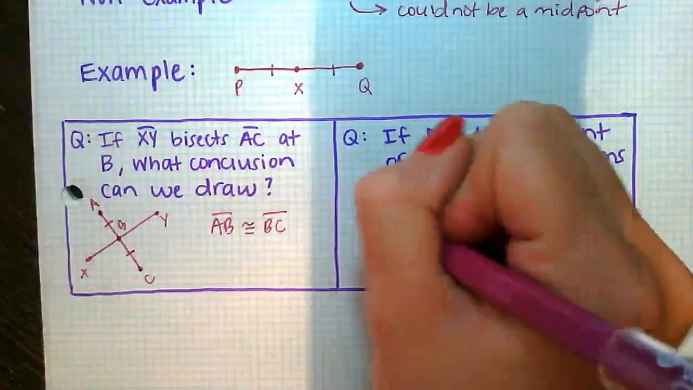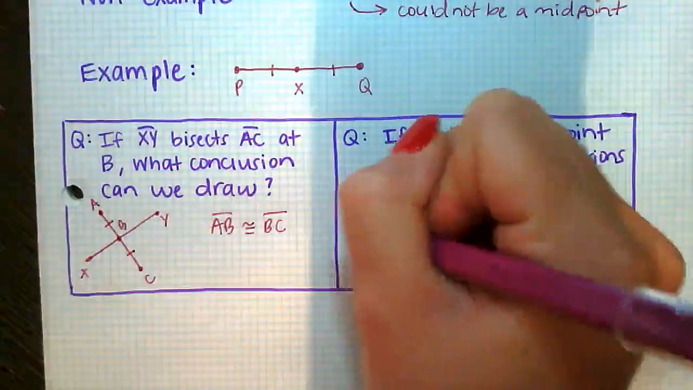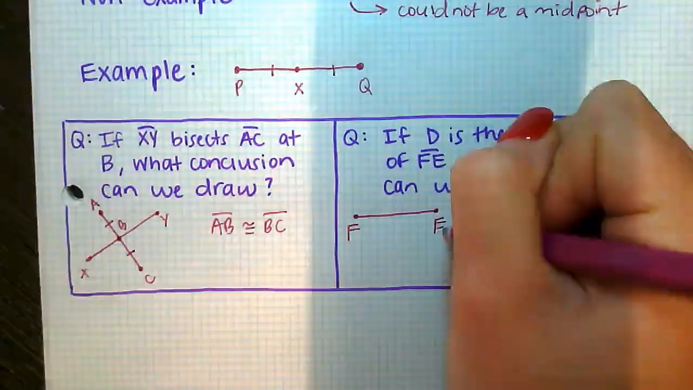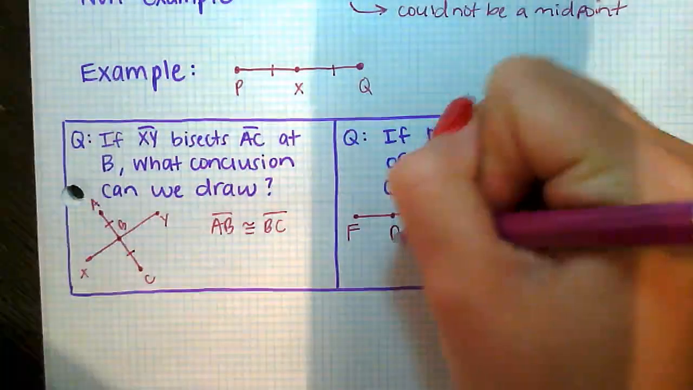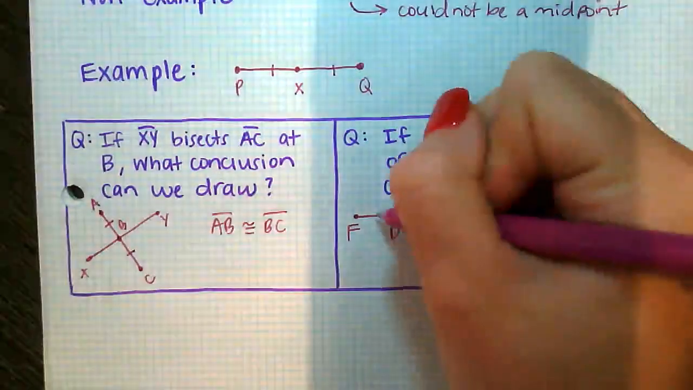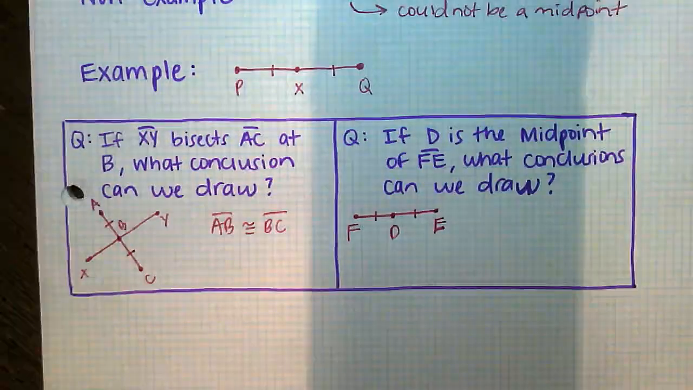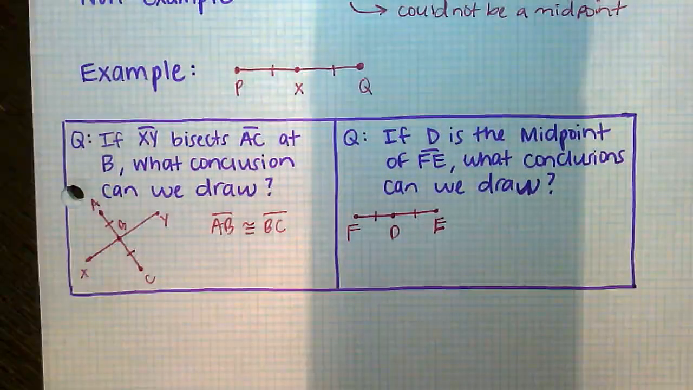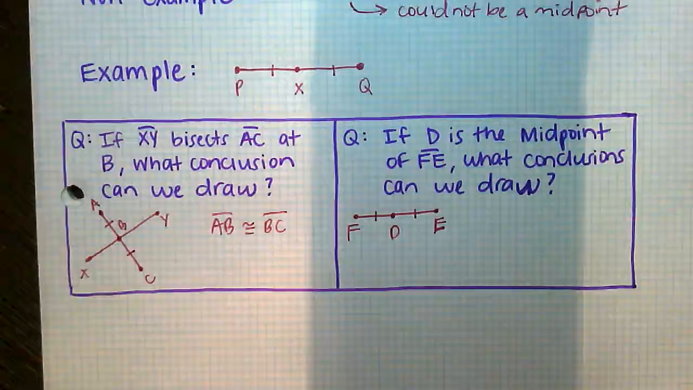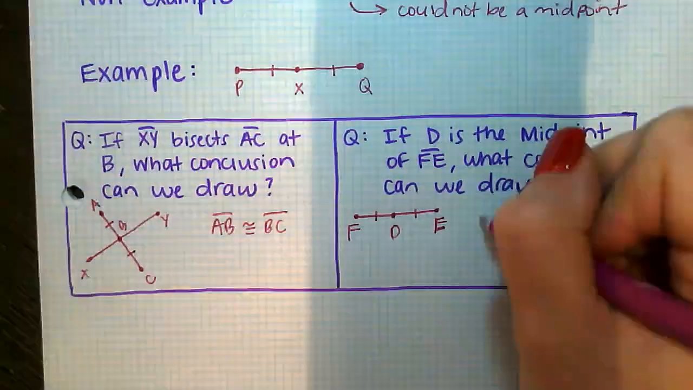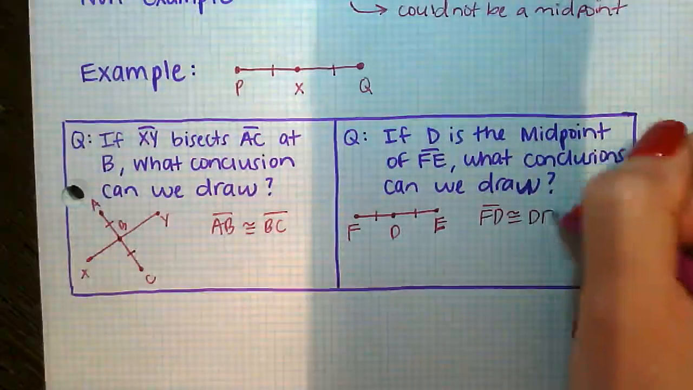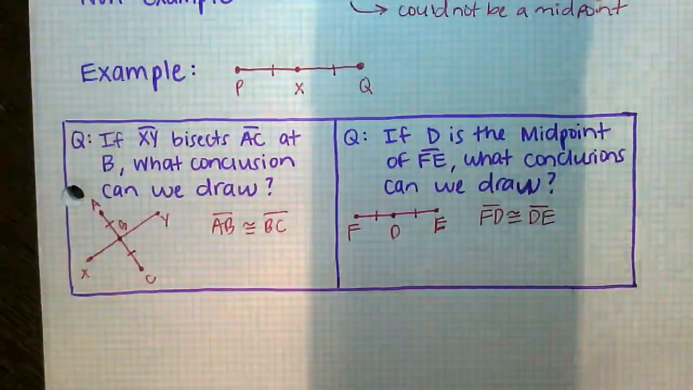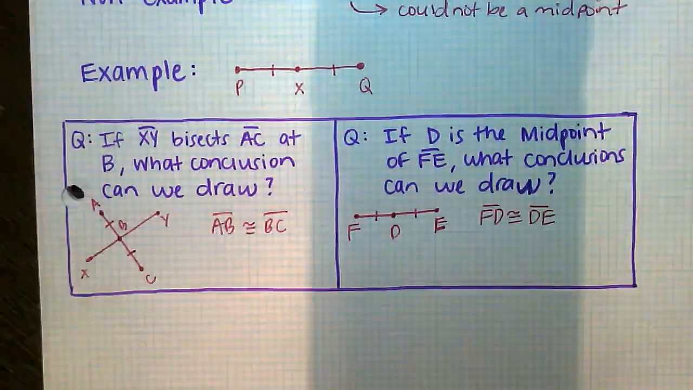Well, let's see if we can just sketch out a diagram. Here's F, here's E. If D is the midpoint, I could place that here, but again, I need to indicate this with symbols, so I'm going to put a single tick mark and a single tick mark. So the conclusion that we are going to draw is that FD has to be congruent to DE, and that's just by definition of midpoint.